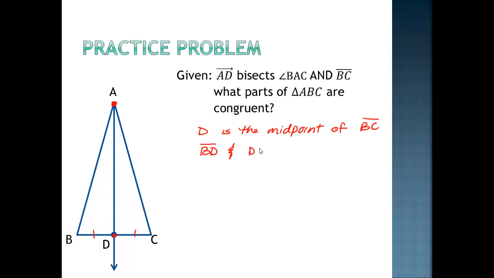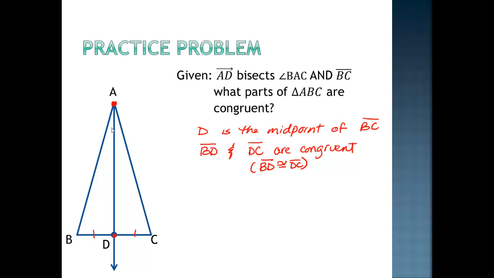We can also determine that BD and DC are congruent, or if you want the shorthand version, BD is congruent to DC. Okay, and that's about all we can say about the segments. Now, let's look at the angles.